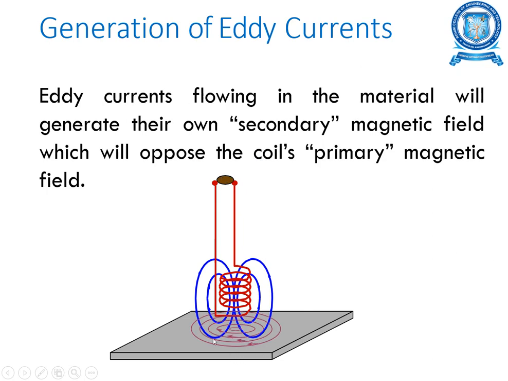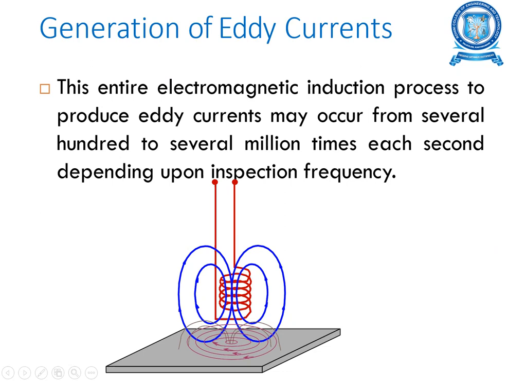So now you can see here this eddy current has been generated in the material of the test specimen. This eddy current flowing in the material will generate its own secondary magnetic field, which will oppose the coil's primary magnetic field.